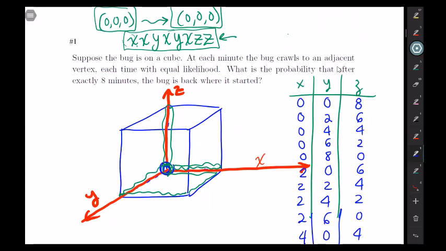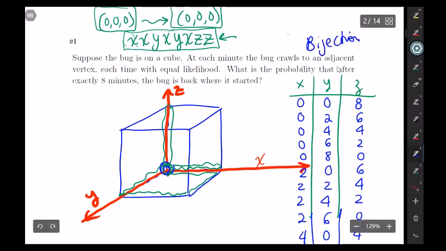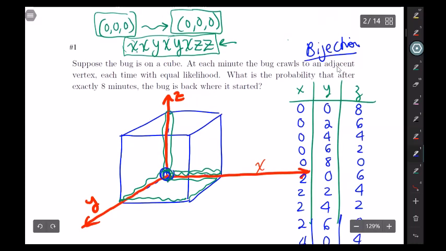That's it. We call this method bijection. We established a bijection between these sequences of 8 XYZs which start at the origin and end back at the origin. So it's pretty good. Instead of a 3D picture, I now have all these cases. We need to now count every single one of these. And then because the question is a probability question, can someone tell me what is the denominator of the desired probability?